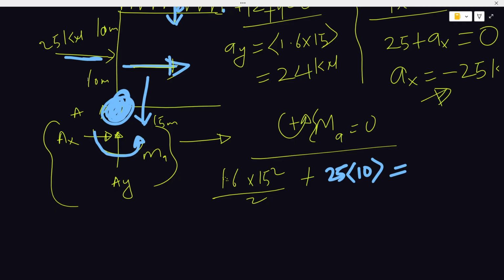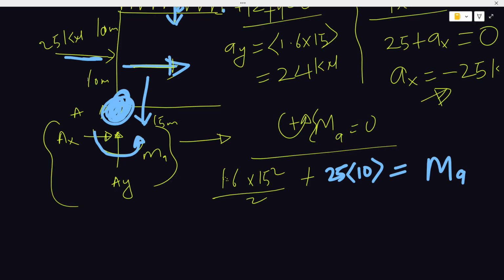Had it been a force there, you're not going to be multiplying by any distance because that is the point already. There's no distance there. Your distance is 0. But now it is a moment. The moment has been multiplied by distance already. It's already a couple, so you can just take it into account. So equals MA. Remember, everything at point A. So the moment is already applied at A.